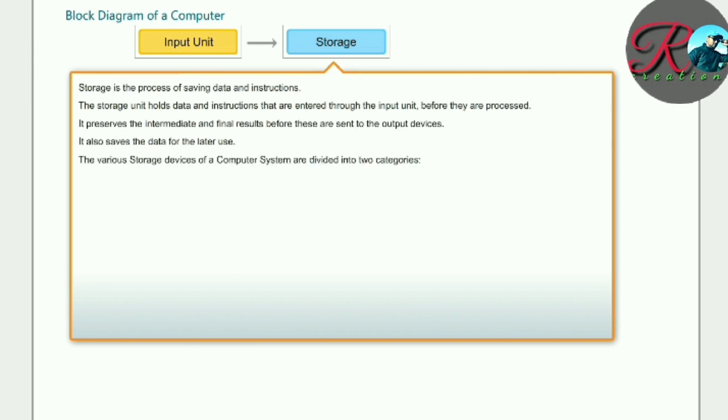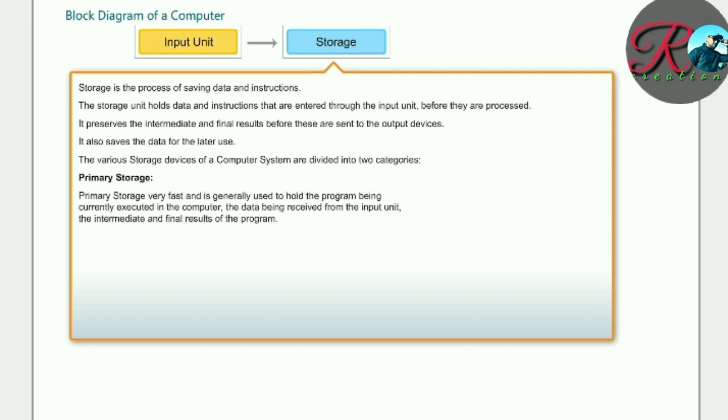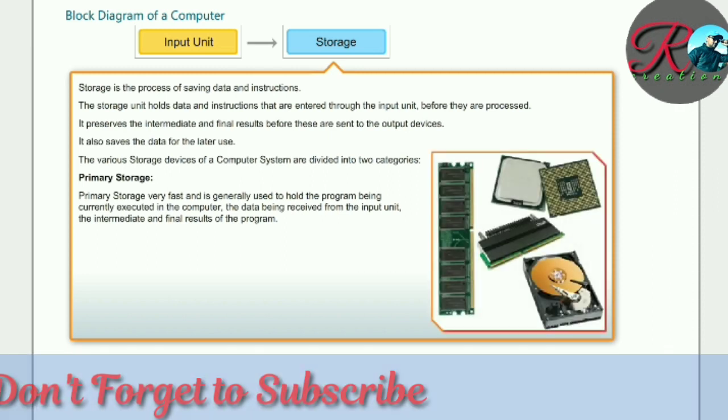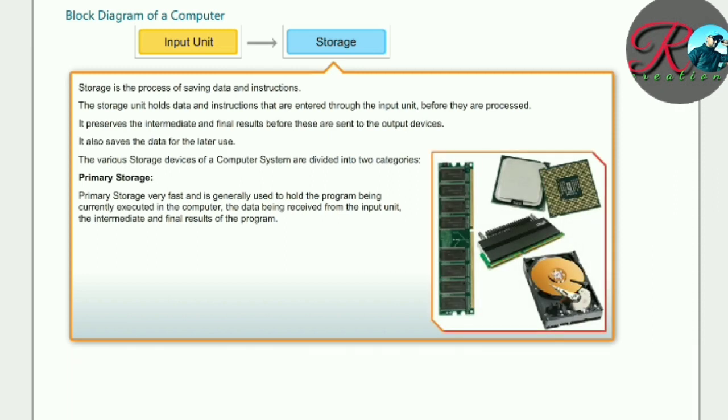The various storage devices of a computer system are divided into two categories. Primary storage. Primary storage is very fast and is generally used to hold the program being currently executed in the computer, the data being received from the input unit, the intermediate and final results of the program. It is temporary in nature. The data is lost when the computer is switched off.